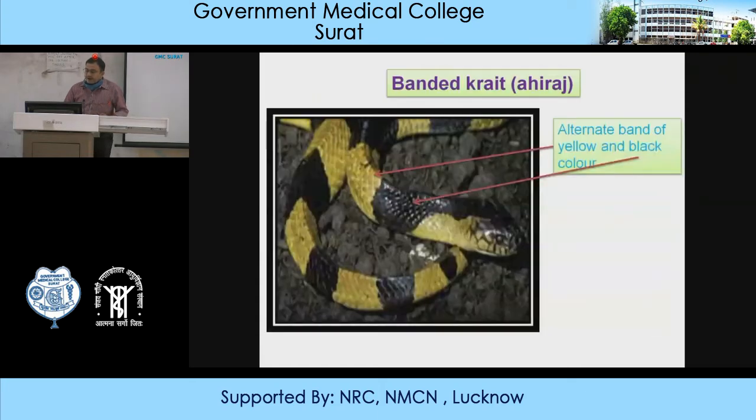Now this one is the banded krait, also known as Ahiraj. Same as the common krait, but there are alternate bands of yellow and black color over the body. That's why it gets the name banded krait. The rest of the characteristics are the same as the common krait.